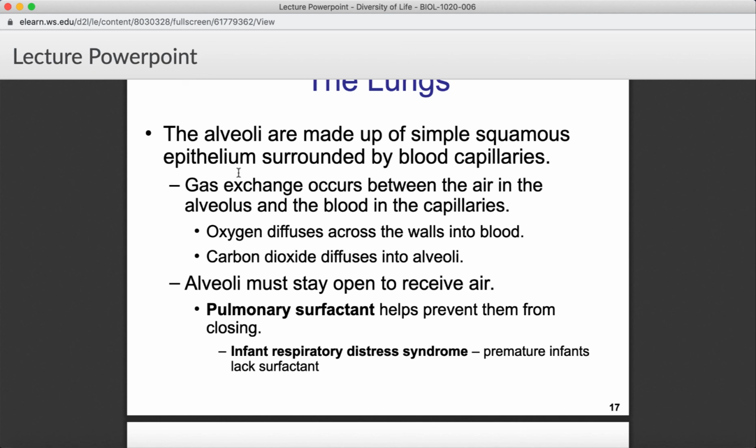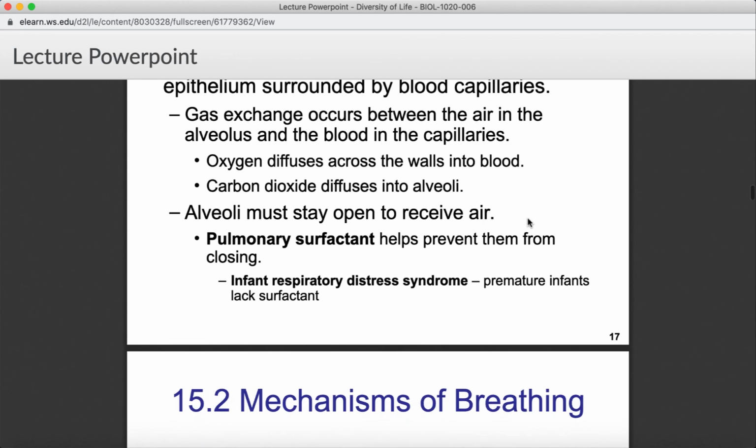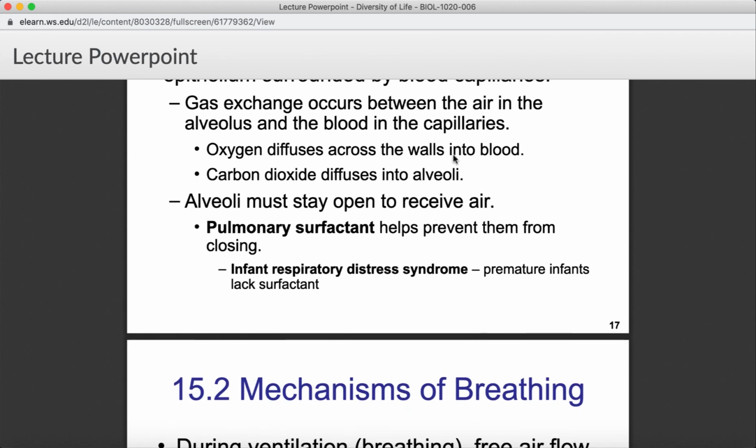Alveoli are made of simple squamous epithelium surrounded by blood capillaries, which is where your gas diffusion takes place. Oxygen diffuses across the walls into the blood, and CO2 diffuses into the alveoli. The reason that occurs in that particular direction is because there's a higher concentration of oxygen in the air than there is in the red blood cells at this point, and a higher concentration of CO2 in the red blood cells than there is in the air. So everything goes from high concentration to low. That way we don't have to actively expend energy to pump CO2 and oxygen, which saves us a lot of trouble.